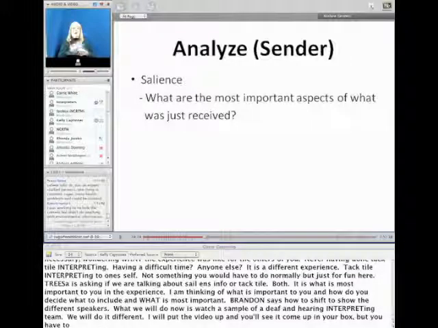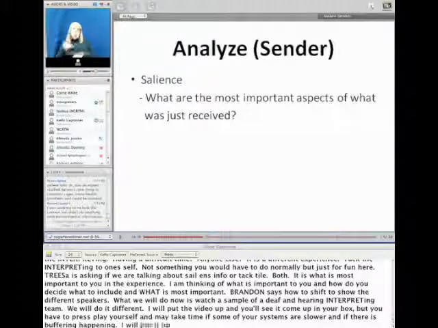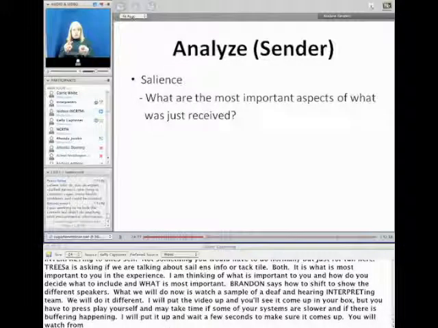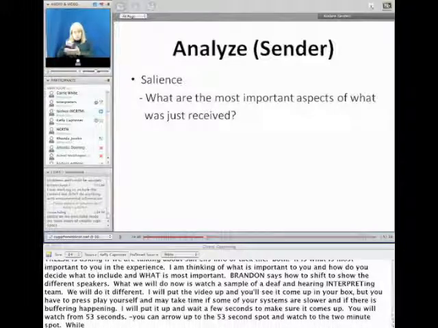It might take a little bit of time if some of your systems are slower, and if there's some buffering happening. So I'll put it up and wait a few seconds to make sure it comes up for everybody. And what you're going to do is watch from 53 seconds. You can arrow up into the 53-second spot and watch that to the 2-minute spot. And while you're watching, jot down what you notice that you see the interpreter team doing in order to make this make sense.